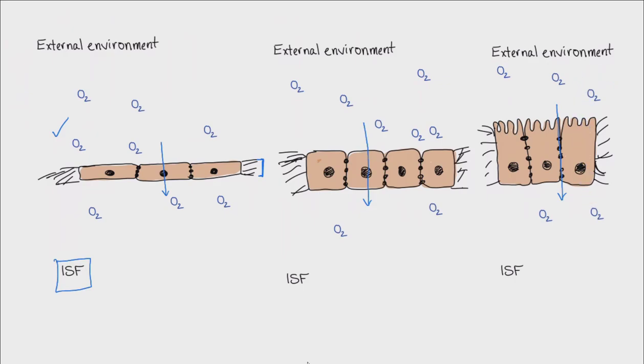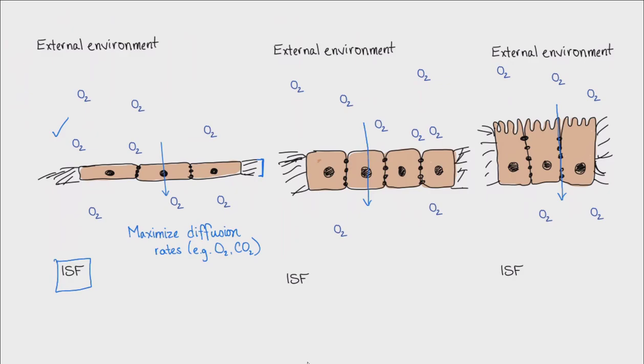So if my goal is to maximize the diffusion rate across epithelial transport, then I really want thin, flat cells. I want simple squamous. So simple squamous epithelial tissue is designed to maximize diffusion rates. And this works best for things that diffuse through the phospholipid bilayer or exhibit simple diffusion. And oxygen gas and carbon dioxide gas are two of those substances.